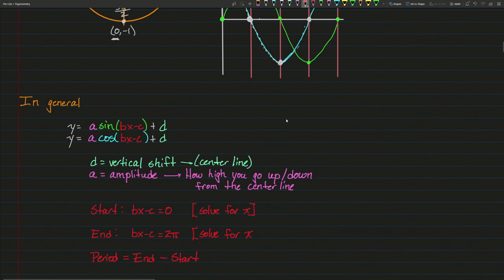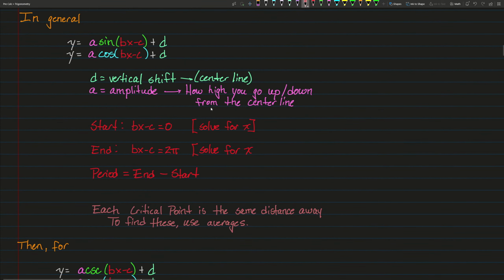In general, when we graph stuff that looks like this, the thing we're multiplying the sine or cosine by is called our amplitude. The thing we're adding to the outside is our vertical shift. That's from last semester, that's our center line. From the center line, we add the amplitude and subtract the amplitude, and that tells us how far we go up and how far we go down.